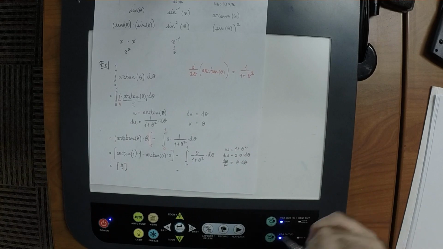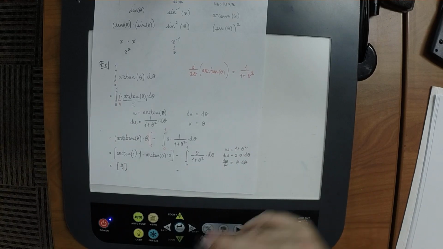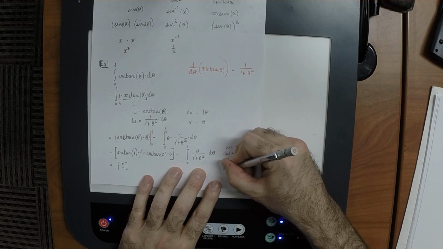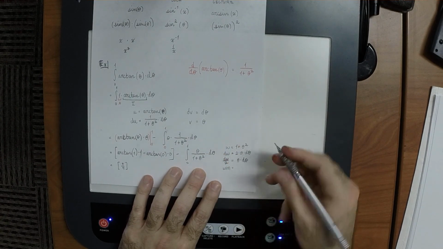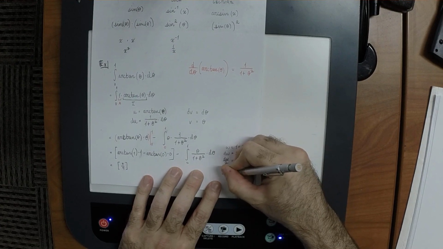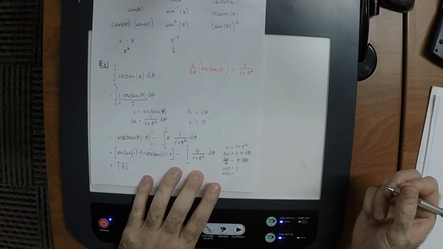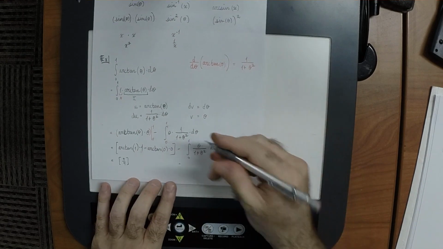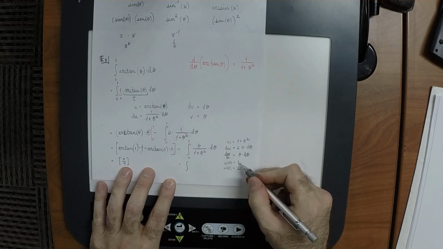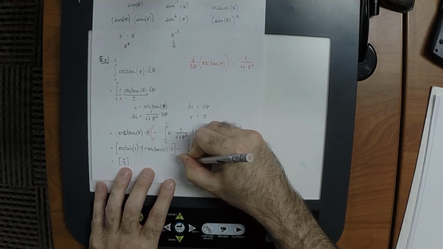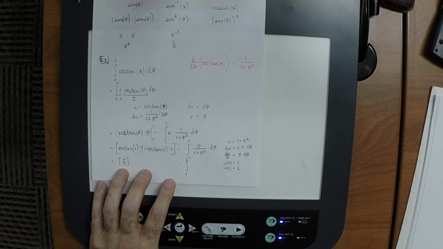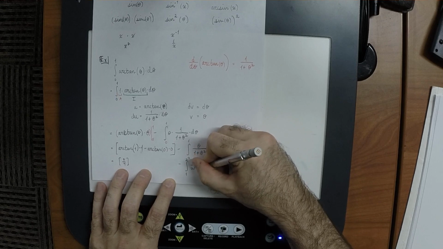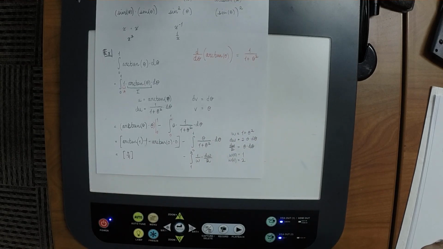And now, because I'm changing the variables here, I'll change the limits. When theta is 0, what is w? It's 1. And when theta is 1, what is w? 2. So now, making that substitution, this would be the integral with new limits 1 to 2. Then this would be 1 over w, dw over 2. Any question about getting there?